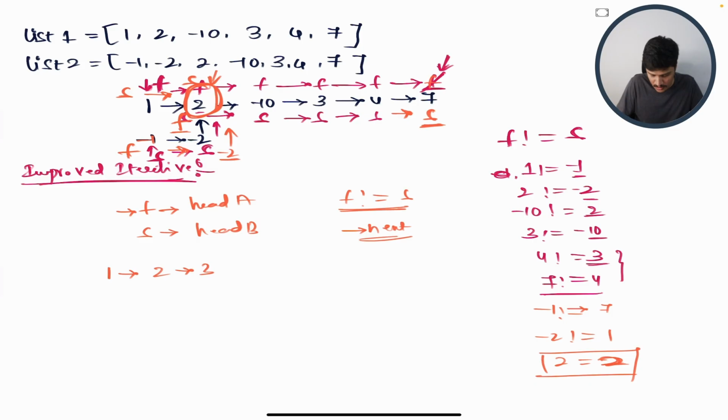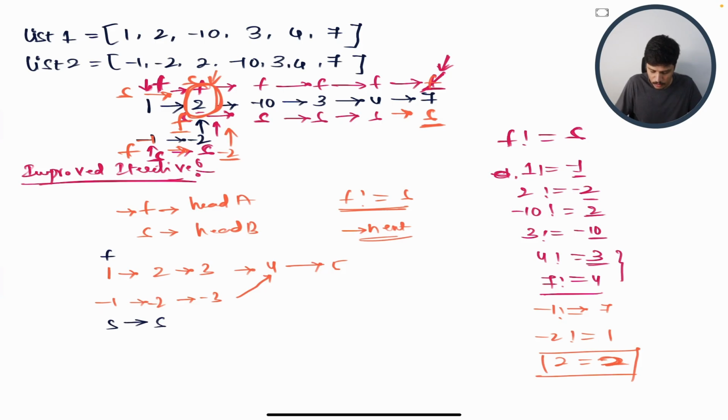1, 2, 3 and 4. Let me take another example. -1, -2, -3 and 4. And after that, let's assume that we have 5. Now here, according to our algorithm, first what we will do? The first pointer will point to the 1, the second pointer will point to -1. Both of them are not equal.